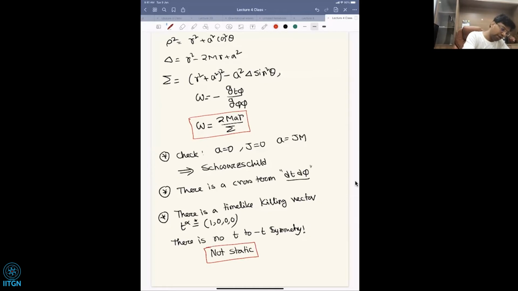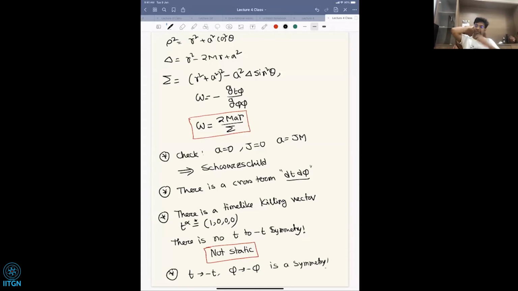Next, note that there is an interesting symmetry. t to minus t, phi to minus phi is a symmetry. So it makes sense that if you reverse the time and reverse the rotational sense also, nothing changes. That is still a symmetry. But spacetime is not static because t to minus t is no longer a symmetry.